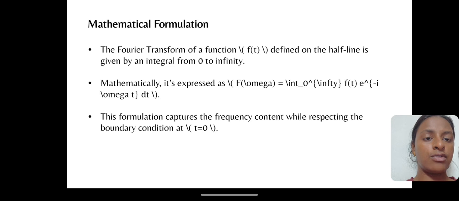Mathematical function. The Fourier transform of a function f of t defined on the half-line is given by an integral from 0 to infinity. Mathematically, it is expressed as F of omega is equal to the integral from 0 to infinity of f of t times e to the power minus i omega t, differentiated with respect to t, which is represented by dt. This formulation captures the frequency content while respecting the boundary condition, that is t is equal to 0.